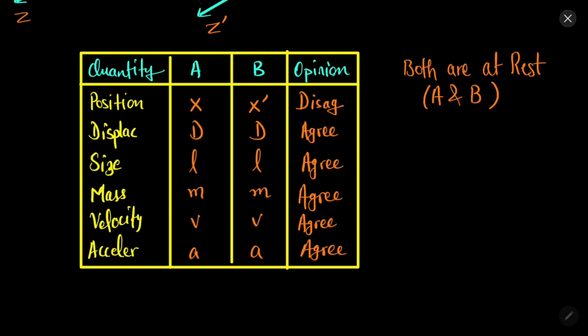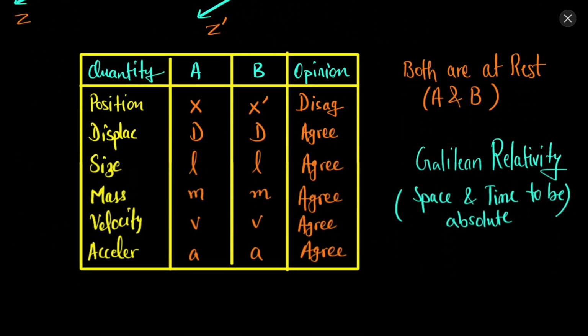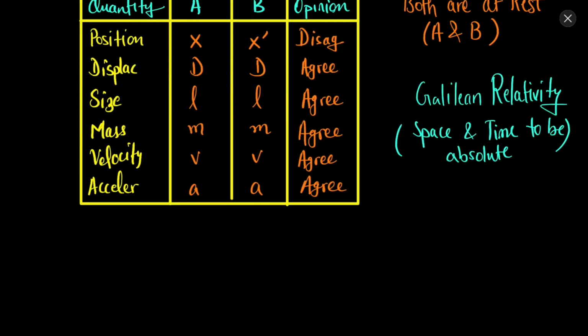This was explained by the Galilean theory of relativity, Galilean relativity, in which Galileo and Newton considered space and time to be absolute quantities. That is, time is the same at every place, it does not change for anybody. Similarly space. So space and time were considered to be absolute.